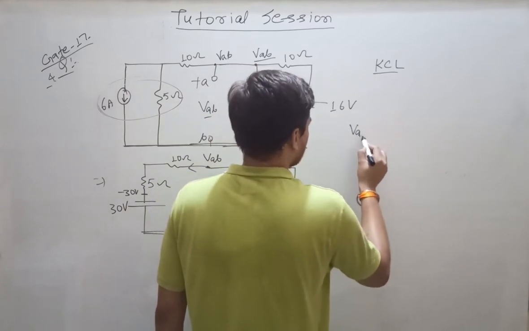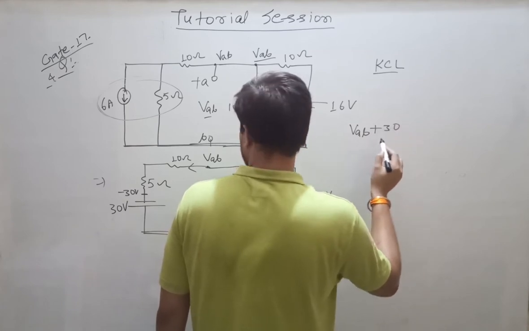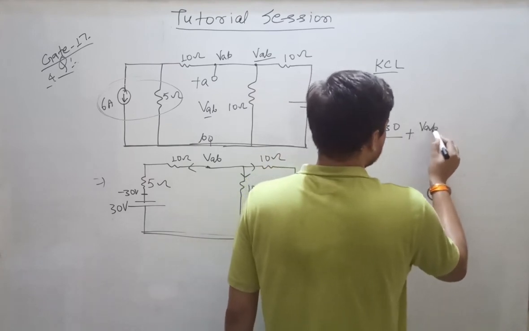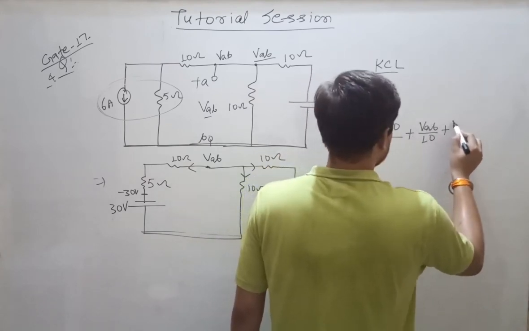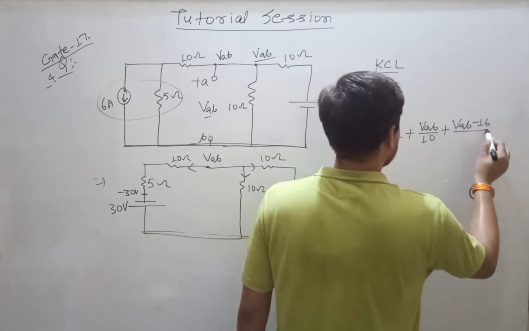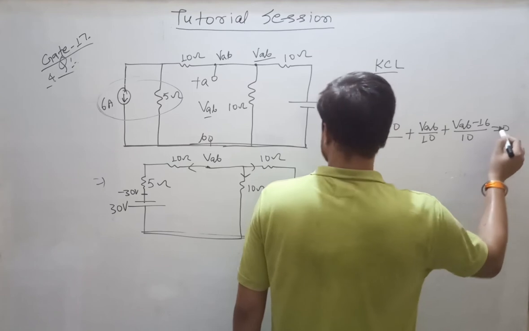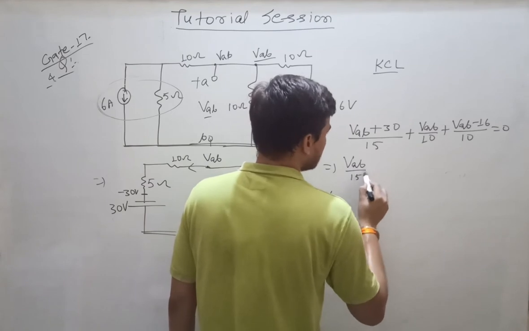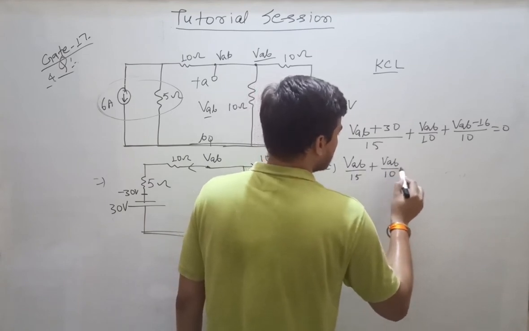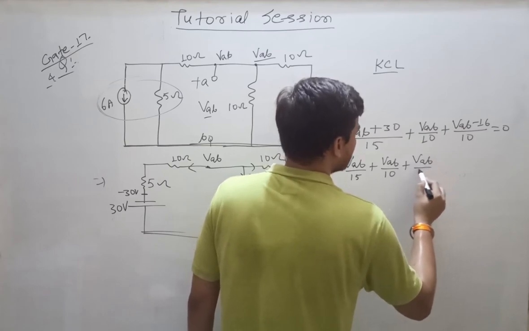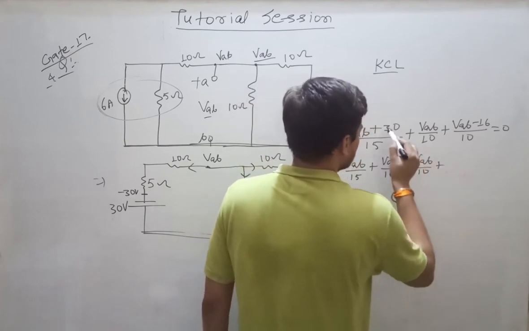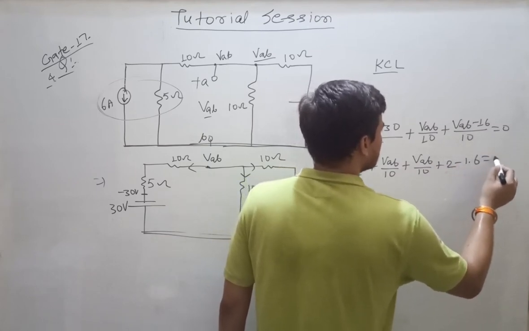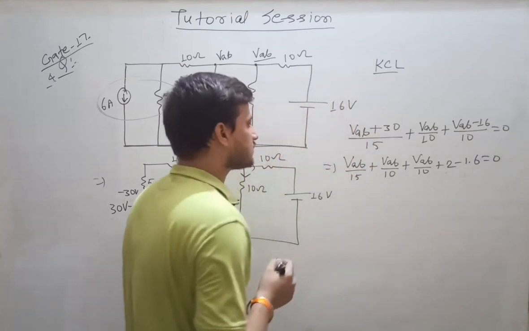VAB plus 30, because minus minus it will become plus 30, divided by 15, plus VAB divided by 10, plus VAB minus 16 divided by 10 will be equal to 0. So from here you get VAB by 15 plus VAB by 10 plus VAB by 10, plus 2 minus 1.6 equal to 0.